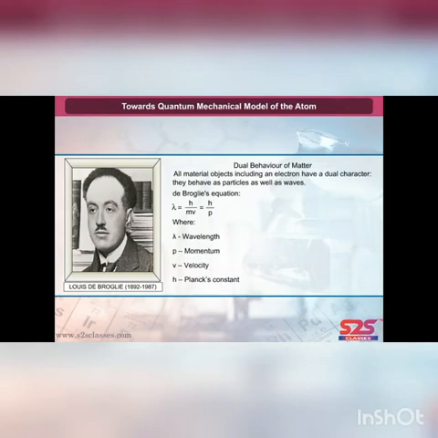De Broglie suggested that all material objects, including an electron, have a dual character. That is, they behave as particles as well as waves. The wavelength lambda associated with a particle of mass m moving with velocity v is given by the de Broglie equation. Lambda is equal to h over mv, which is also equal to h over p, as we know that momentum is the product of mass and velocity of a particle.